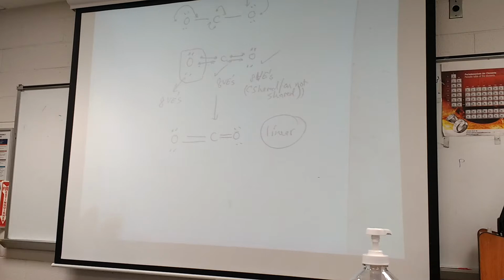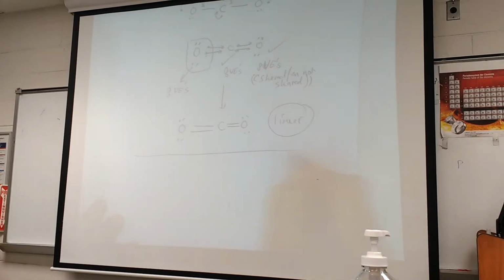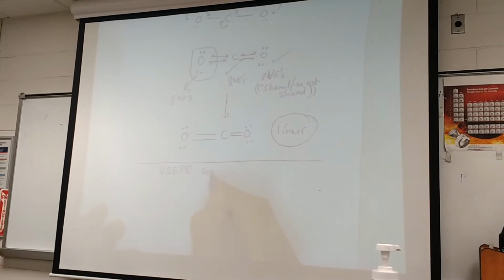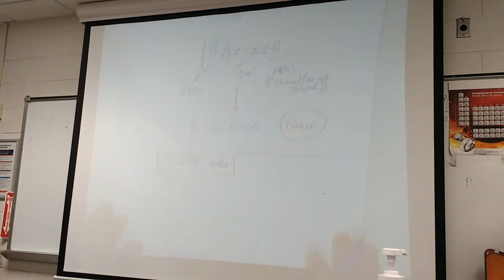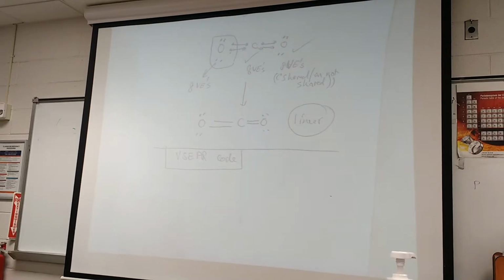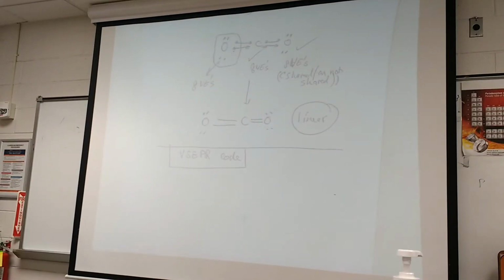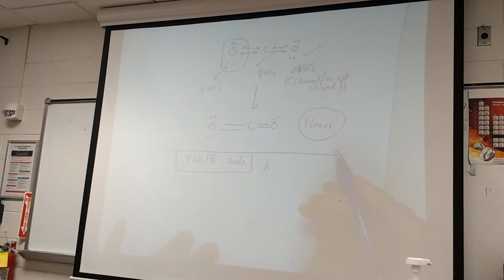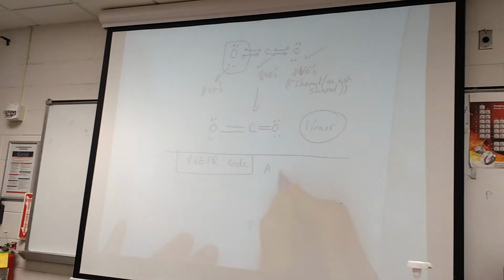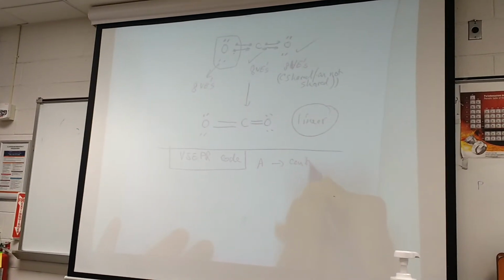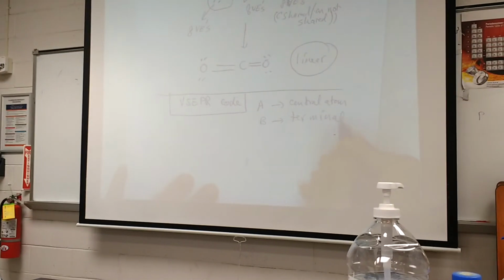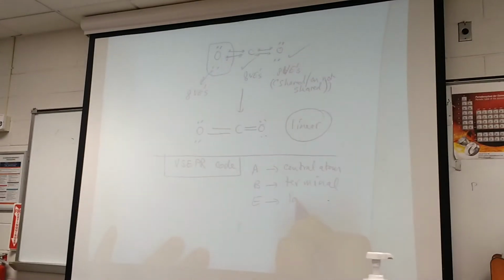The last topic is the VSEPR code. So what is really the VSEPR code? The VSEPR code will give us the opportunity to look. We'll make a table of this VSEPR code, and we'll say A with symbols. A is given to the central atom, B for the terminals at the edge, and E for lone pair.